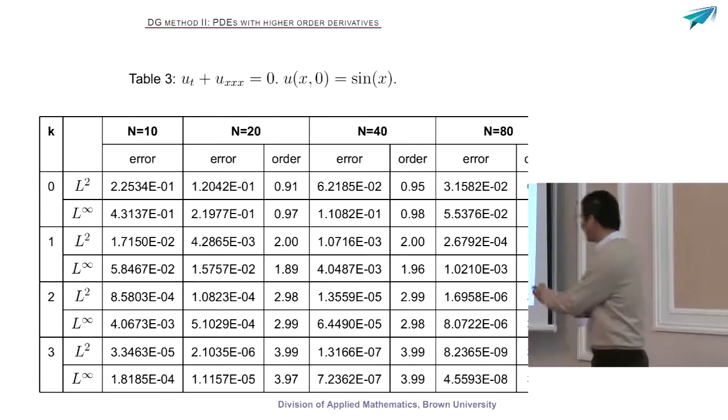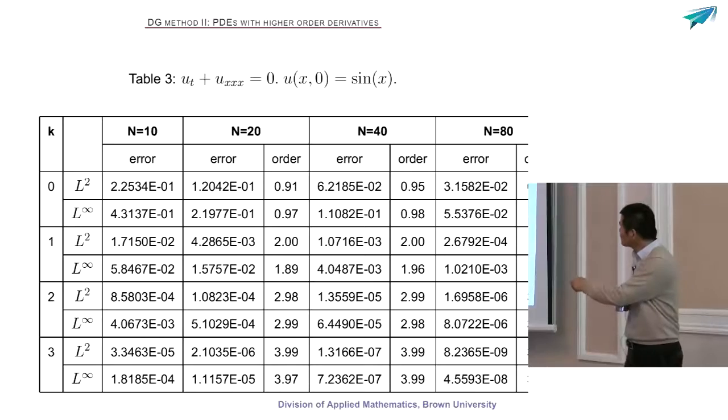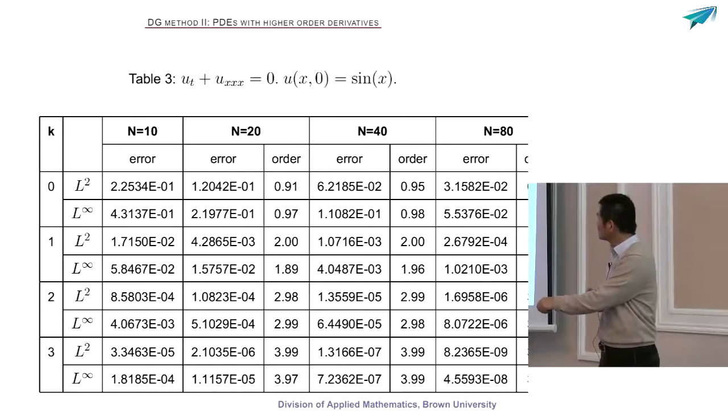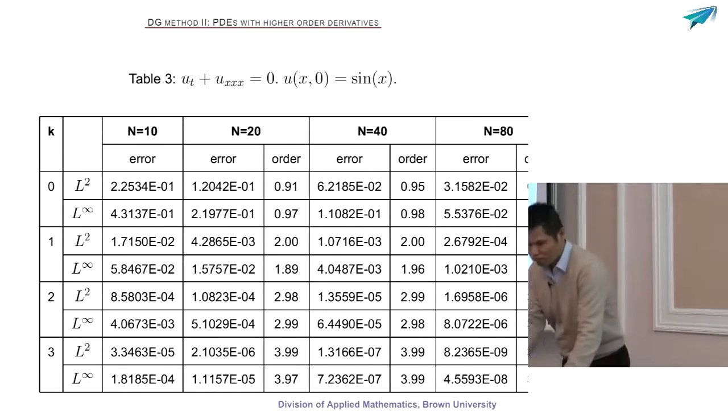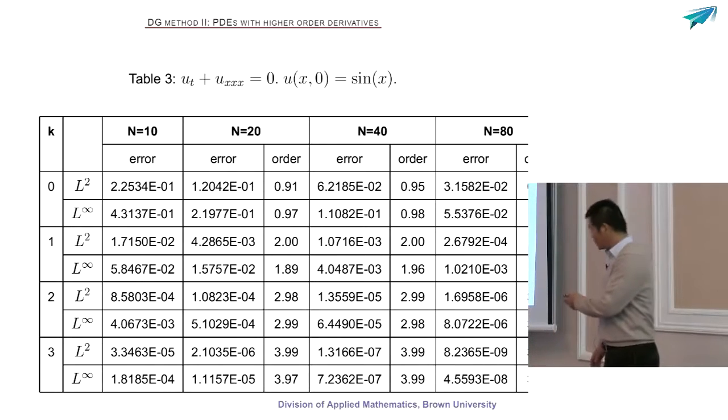And you get, you see, very beautiful order of accuracy. K equals 0, you get first order. K equals 1, you get, where is the order? Here. Second order. K equals 2, you get third order. K equals 3, you get fourth order. Even starting with 10 points, right? You get quite a good order of accuracy. Okay. So this is third order PDE.